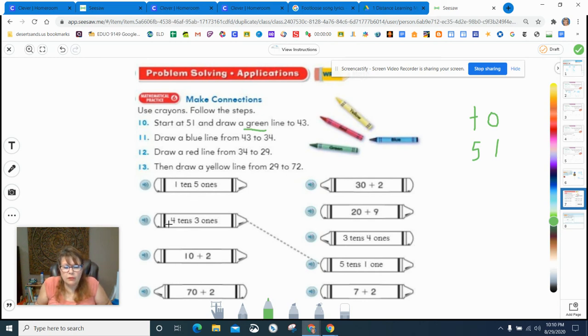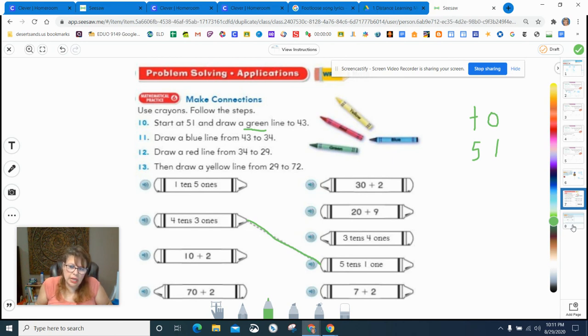And we already know that 4 tens and 3 ones is 43. So I'm going to draw a green line from here to here. And then I have to go to the next step. Draw a blue line from 43 to 34. So now you have to find 43 and go to 34. So you'll have to finish the rest.